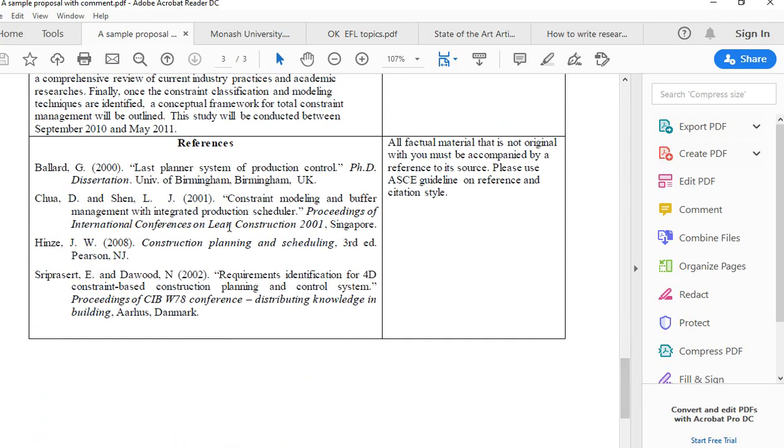And the last part is the references that you have used. Okay, all factual material that is not original must be accompanied by a reference to each source. Please use ACE guideline and reference. Okay, your references should be not only recent and new ones, but completely related. And at the same time, you have to follow the APA style of writing for citing the sources you have used. Okay, don't forget this. It is very, very important.